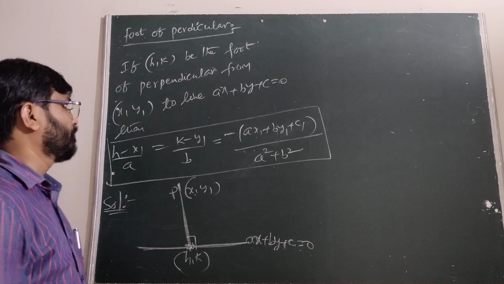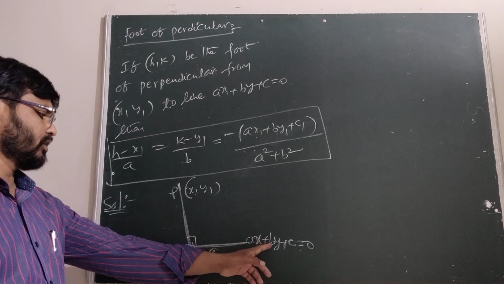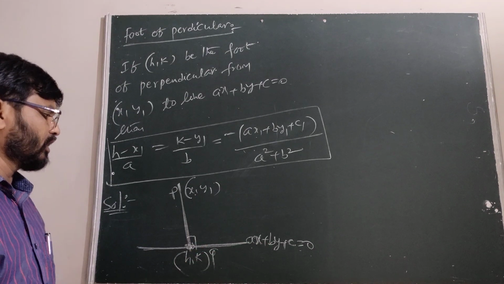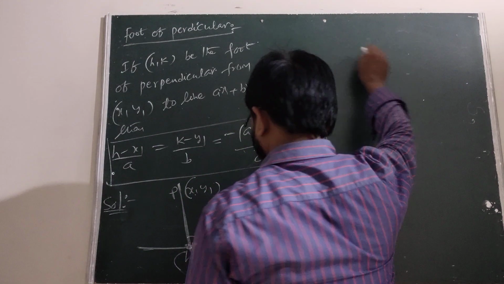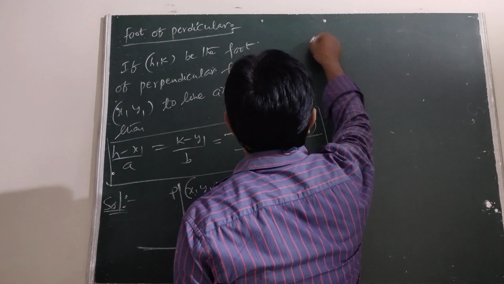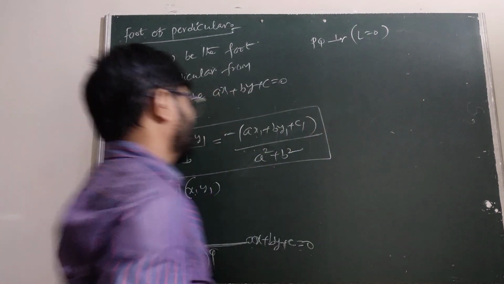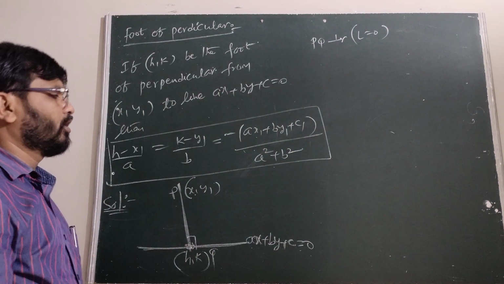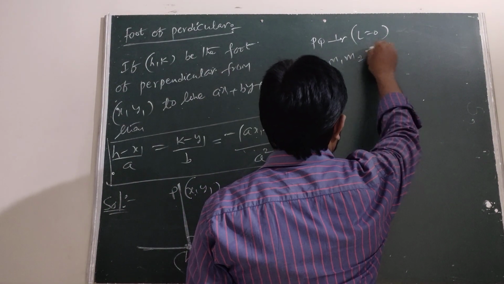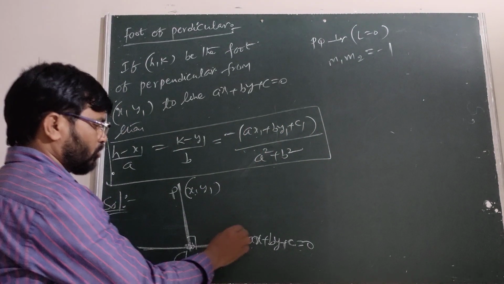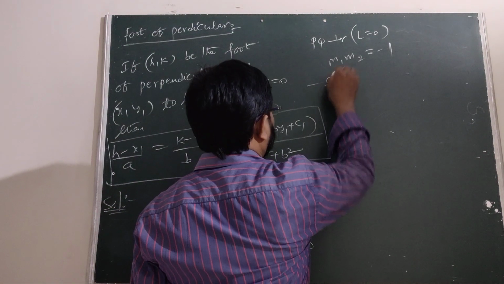Therefore, taking the point P (x1, y1) and the foot, we take PQ. The slope of the line is -a/b. The product of the slopes must be -1. From the diagram, we can observe that PQ is perpendicular to the line L = 0. The product of the slopes, that means m1 times m2 equals -1, where m1 is the slope of the line, -a/b.